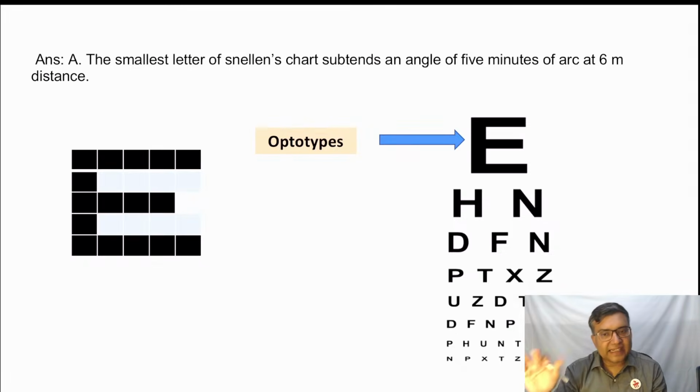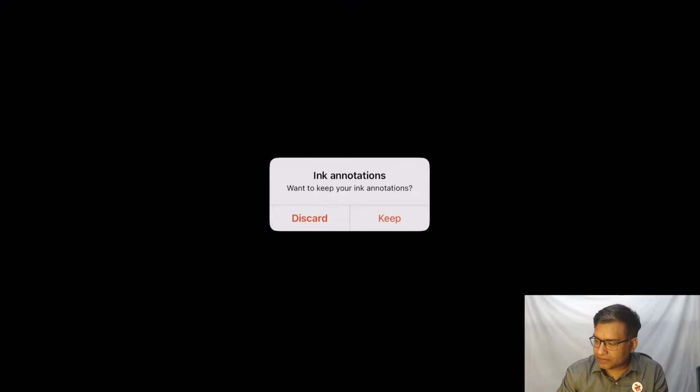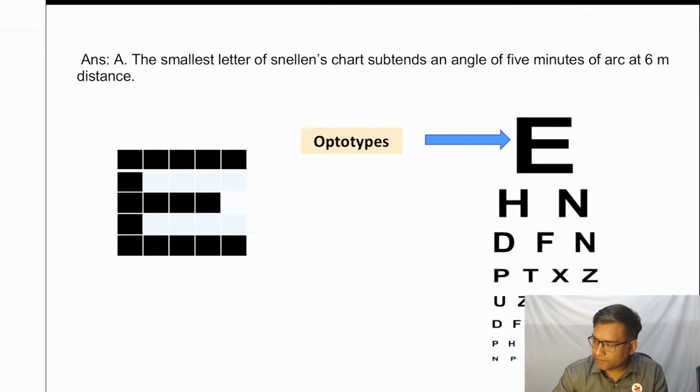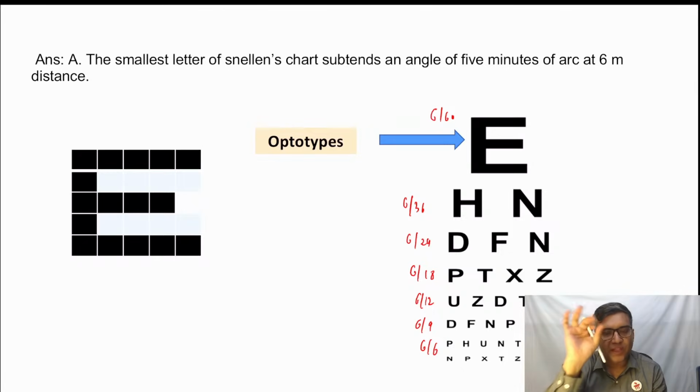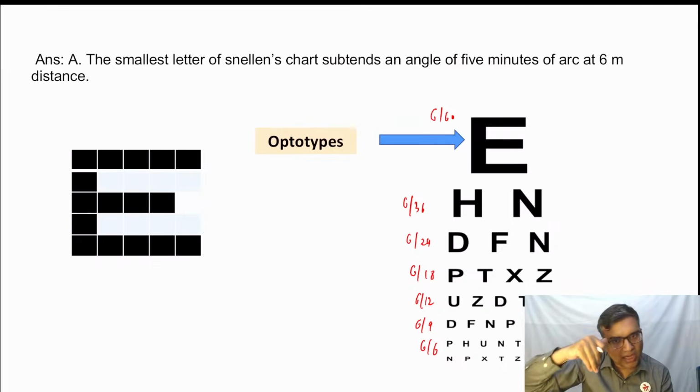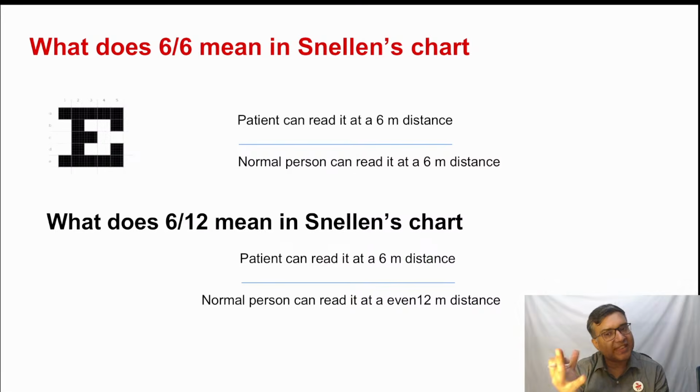So these letters which we see in the Snellen's chart, these are called optotypes. We say this is 6/60, 6/36, 6/24, 6/18, 6/12, 6/9, 6/6. Okay, so it's going down. As we go down, the size of the optotype is basically decreasing. Is it clear? Okay, now what is the meaning of 6/6?